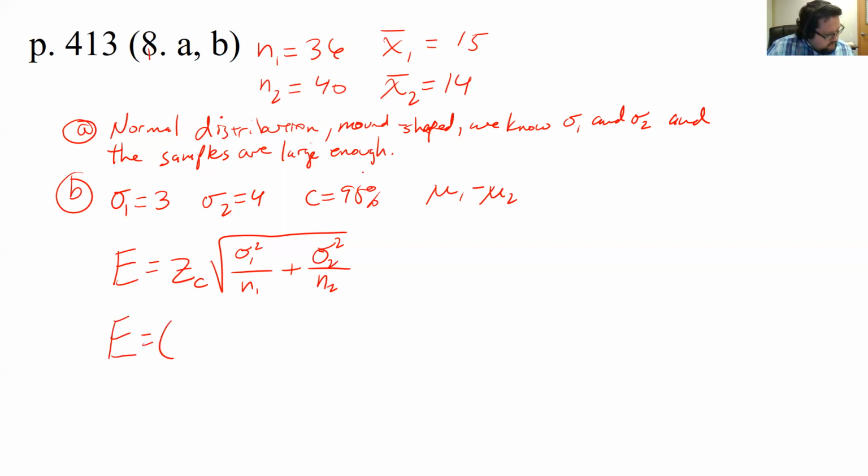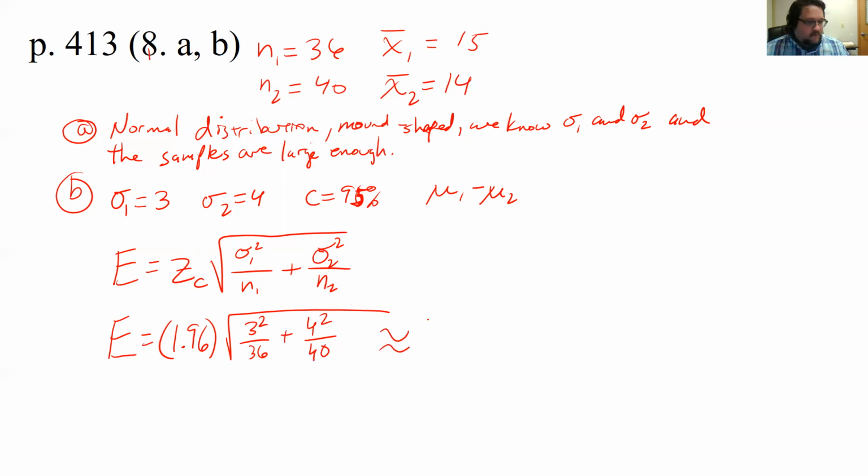So 95, I can't even read my own handwriting. 95, yes. That's a 5. 95, so I'm going to go to my table, my Z's. And 95%, 1.96. 1.96 times the square root of 3 squared over its sample size of 36 plus 4 squared over its sample size of 40. And we're going to see what we get when we calculate that.